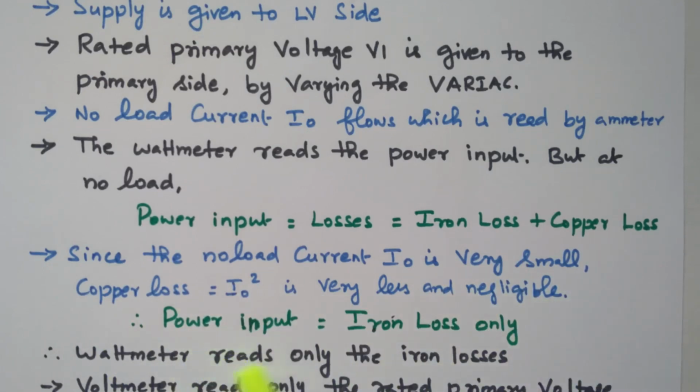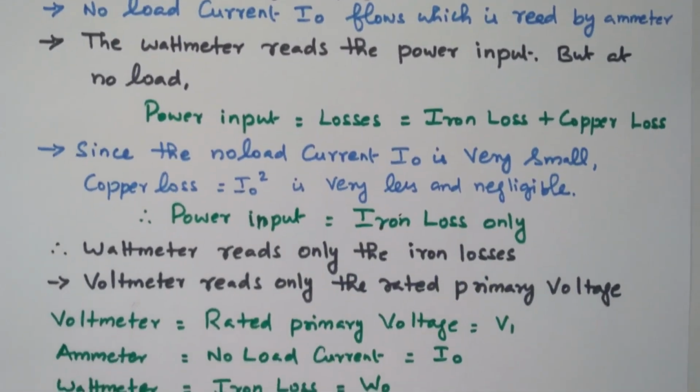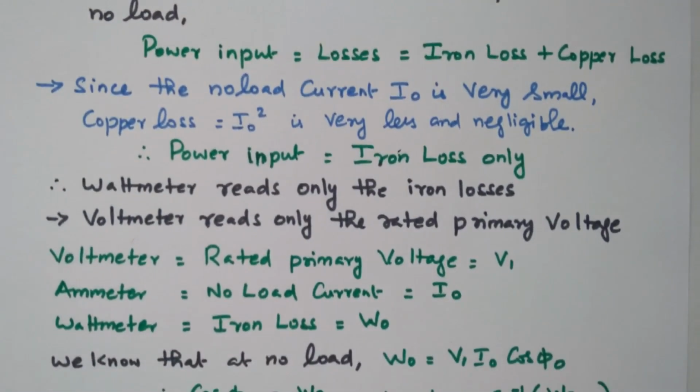So the power input refers only to the iron loss, because the current is very less. The copper loss is also very less and can be neglected. So the wattmeter reads only the power that refers to the iron loss. The voltmeter refers to the primary rated voltage.